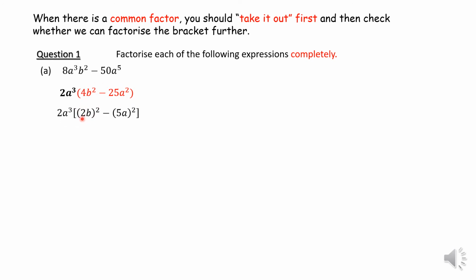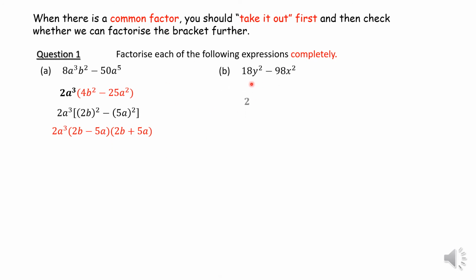So the way I did it there is the 4b squared becomes 2b all squared. The 25a squared becomes 5a all squared. So 2b minus 5a comes in its own bracket, and 2b plus 5a in its own bracket, with that 2a cubed that is outside. Now you have factorized this completely.